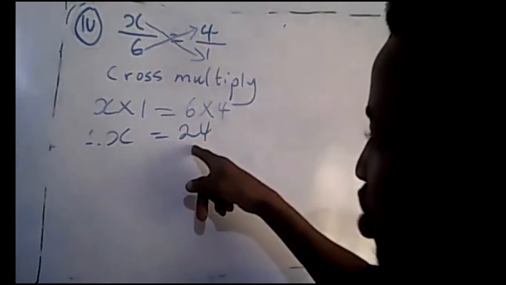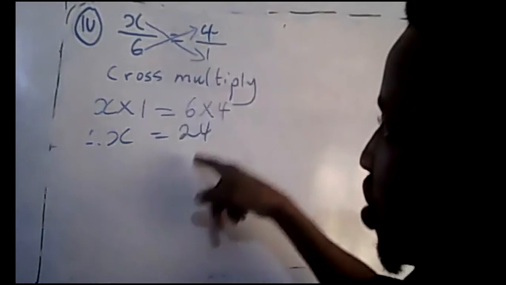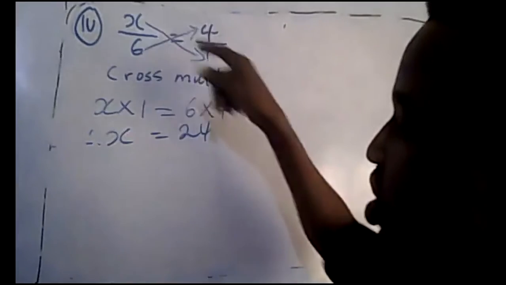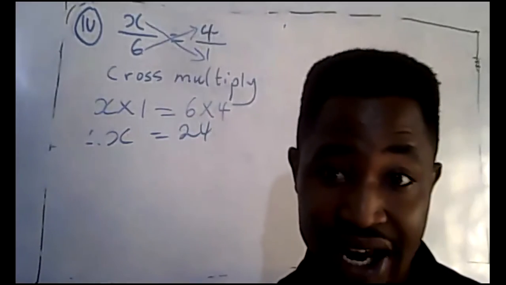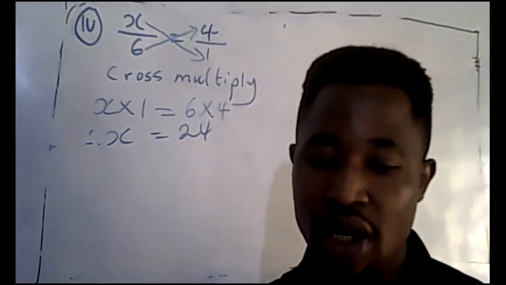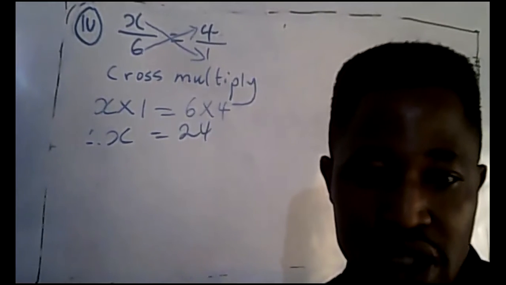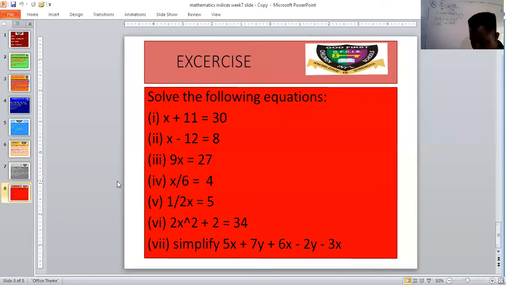6 times 3, 18. 6 times 4, 24. And you see that 6 times 4 is 24. So what you must divide 6 with that will give you 4 is 24. Is that clear? Very easy, right? Okay, let's go to the next example and let's see what we're told to do.